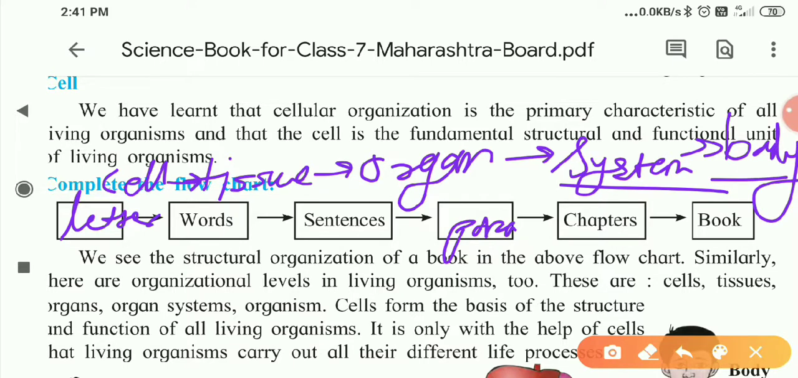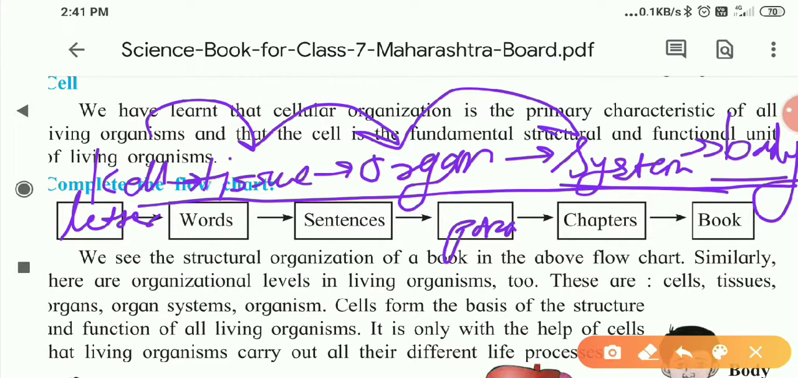It may be the body of a human, a plant, or any other living organism. So this is the flow chart of our body. Cells come together and form tissue. Tissues come together and form organs. Organs come together and form systems, and systems come together and form the body of that particular organism. Just as the smallest unit is the letter, in our body the smallest unit is the cell.